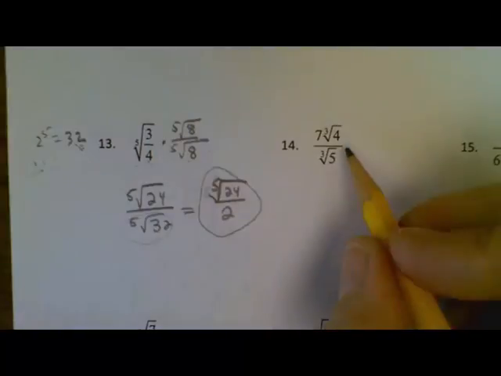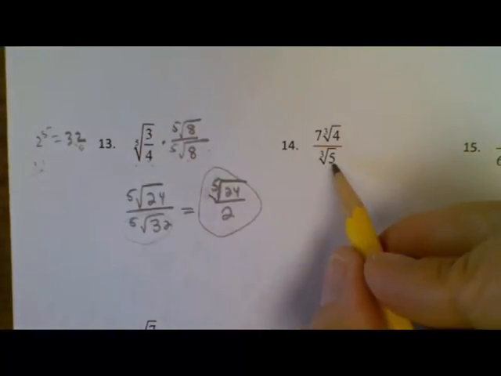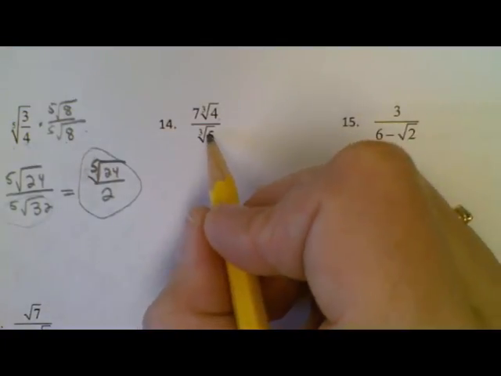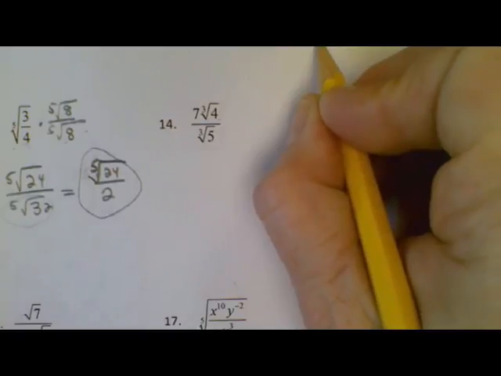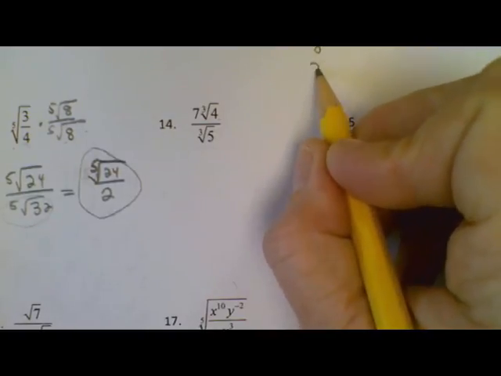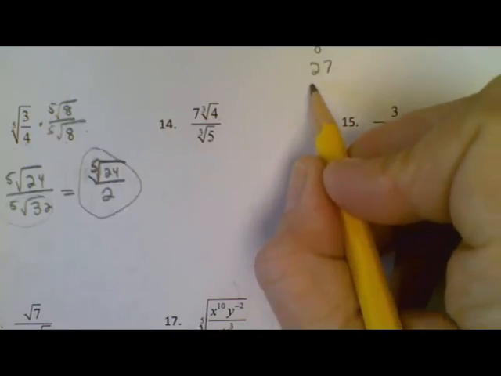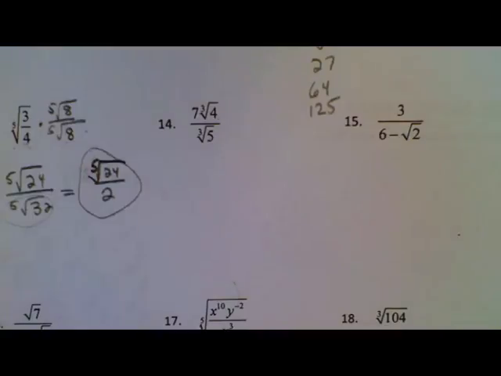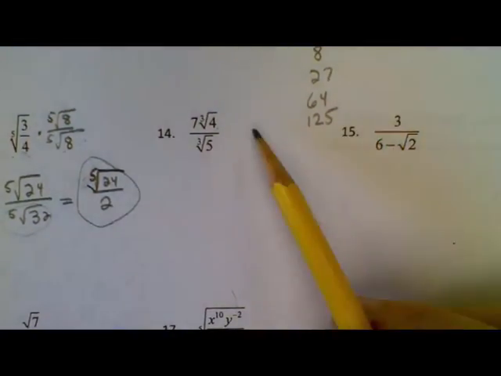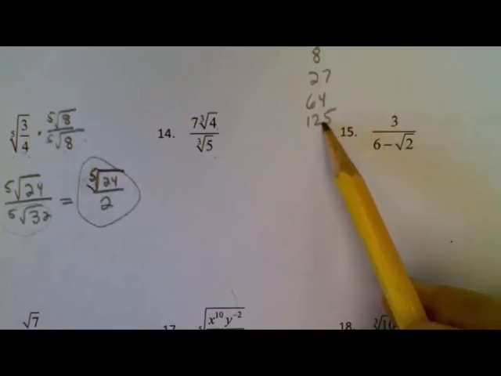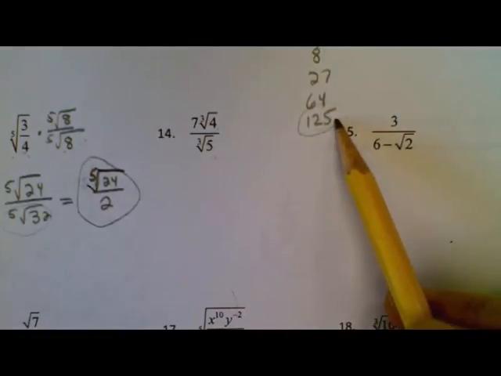All right. Same thing with 14. I can't simplify this, but what I can do is try to think of a perfect cube. So now cubes, 2 to the 3rd is 8, 3 to the 3rd is 27, 4 to the 3rd is 64, 5 to the 3rd is 125. So I'm looking at this list thinking, what number can I multiply 5 by to get to one of these numbers? And I see 125 is going to work.